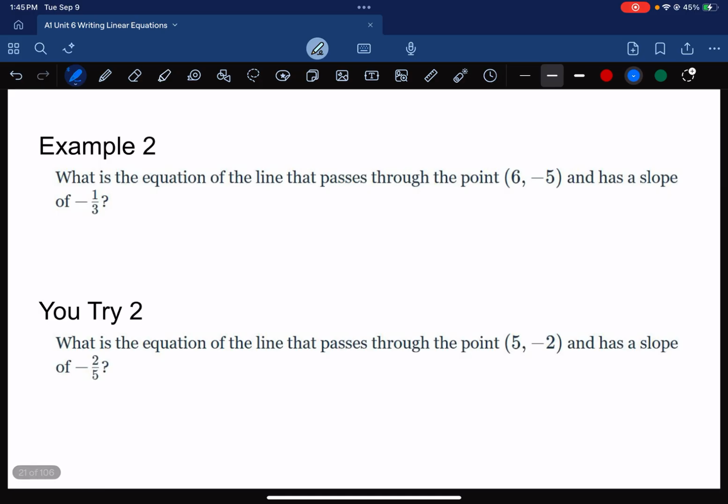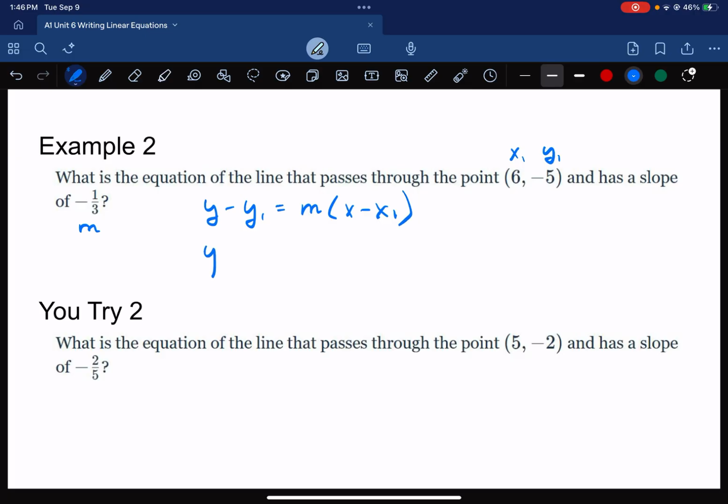So what's the equation of a line that passes through the point 6, -5, and has a slope of -1/3? Well, one of the things I want you to begin doing is figuring out which form is the best form to use for this problem. Well, clearly, if they've given you a point and a slope, point-slope form's the best. So this is our x1, this is y1, and this is m. And so my form is y minus y1 equals m times x minus x1.